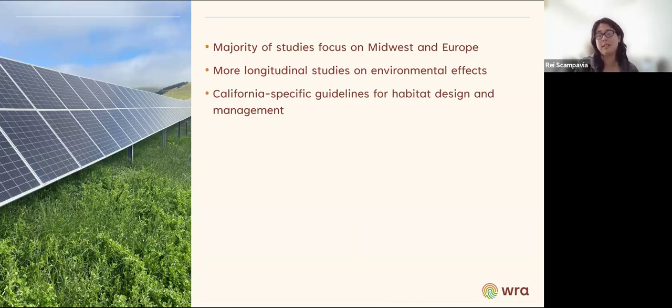California tends to be cool and wet in the winter, and extremely dry and hot during the summer. I'm hoping that there will be some more studies in the near future that focus on the Western US. And also, as this idea becomes more popular and we see it being implemented more regularly, I'm interested in seeing more longitudinal studies on some of the potential environmental benefits of these pollinator-friendly solar farms, including for other wildlife species. And finally, as we have more research published and we have more experience in the state of California, I'm really looking forward to developing some California-specific guidelines for habitat design and management.